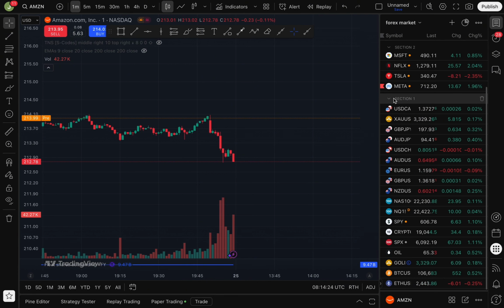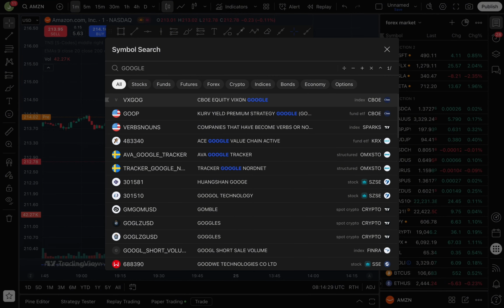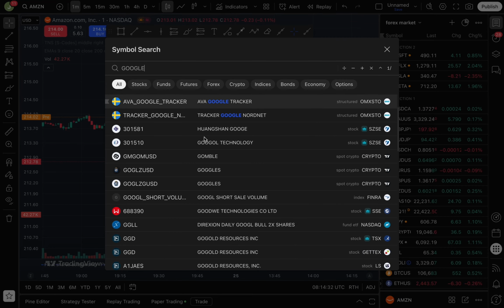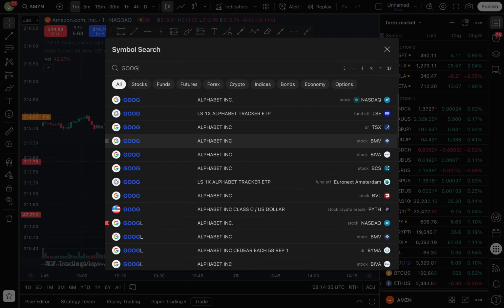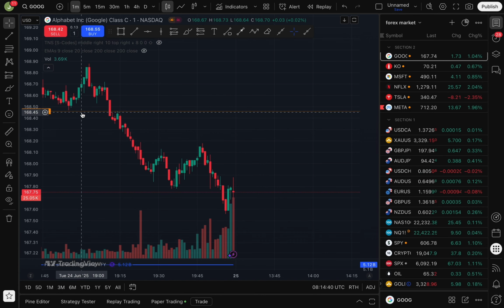We're gonna look at Google. So we just search up Google. Am I spelling Google wrong? No. Okay, Google is just Goog. So we just search up Goog. Yeah, this is where you can find the stock easier.